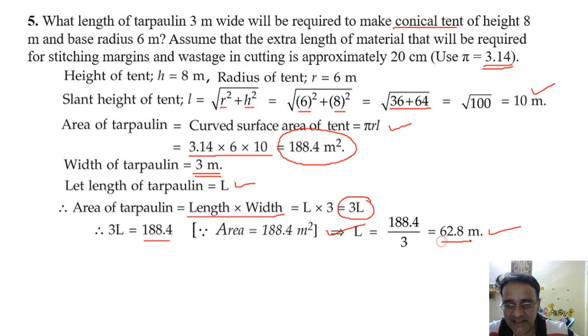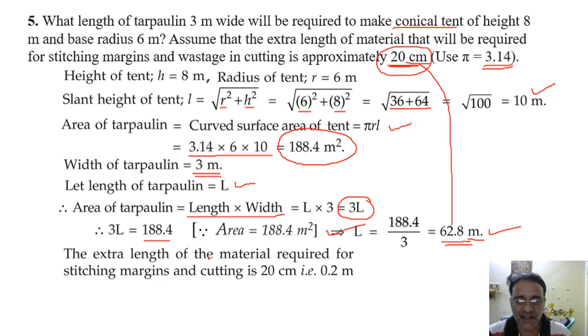Now this is the length actually required for the conical tent. But this much length has been wasted, so we have to add these two. But we can't add directly. Why? Because this is in centimeter and this is in meter. So we have to convert it into meter. So how much will we get? 0.2. So the extra length of material required for stitching margins and cutting is 20 centimeter, that is 0.2 meter.